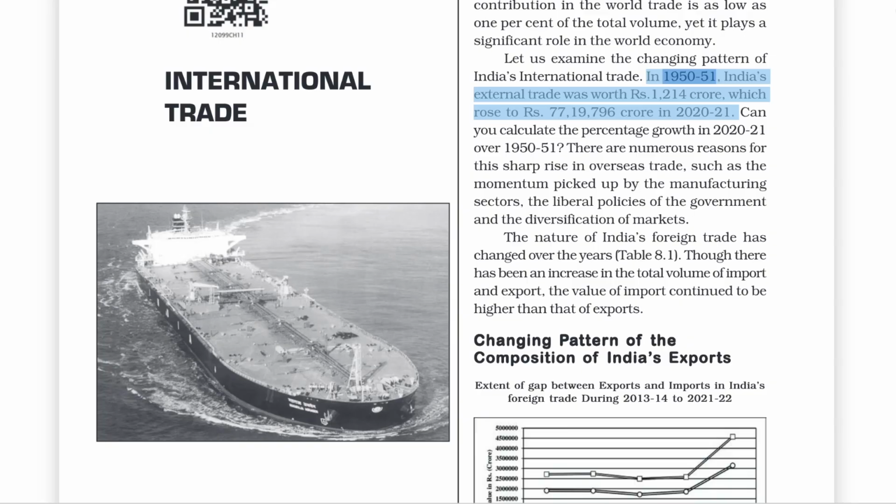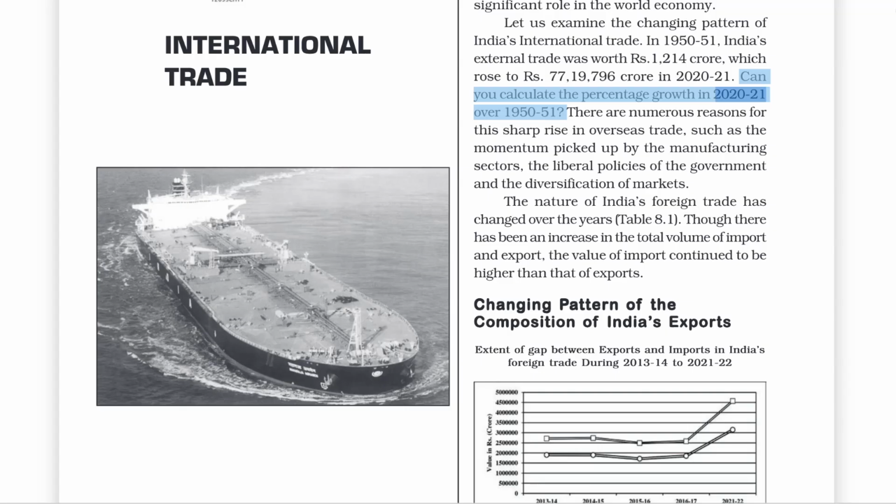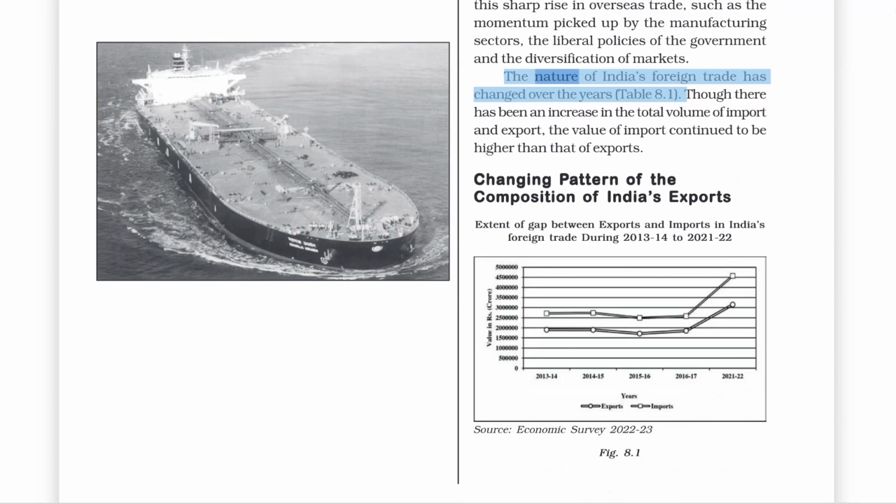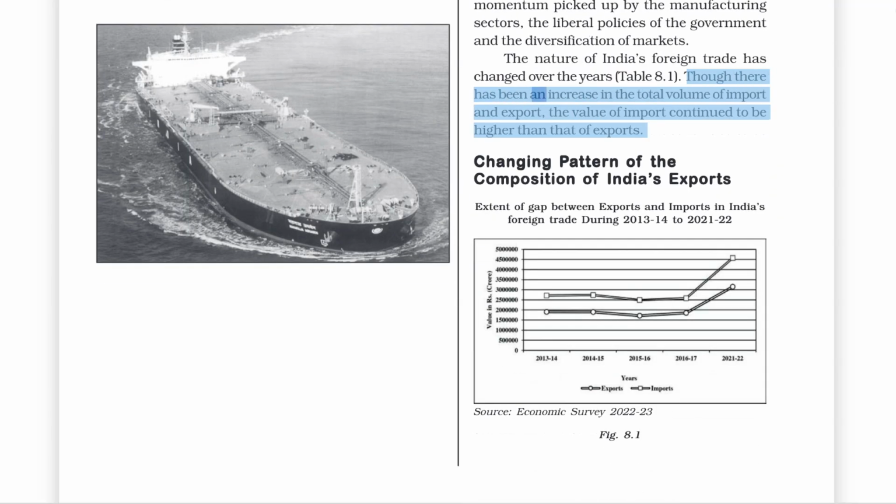Let us examine the changing pattern of India's international trade. In 1950-51, India's external trade was worth 1,214 crore rupees, which rose to Rs. 77,796 crore in 2020-21. Can you calculate the percentage growth in 2020-21 over 1950-51? There are numerous reasons for this sharp rise in overseas trade, such as the momentum picked up by the manufacturing sectors, the liberal policies of the government, and the diversification of markets. The nature of India's foreign trade has changed over the years. Table 8.1. Though there has been an increase in the total volume of import and export, the value of import continued to be higher than that of exports.